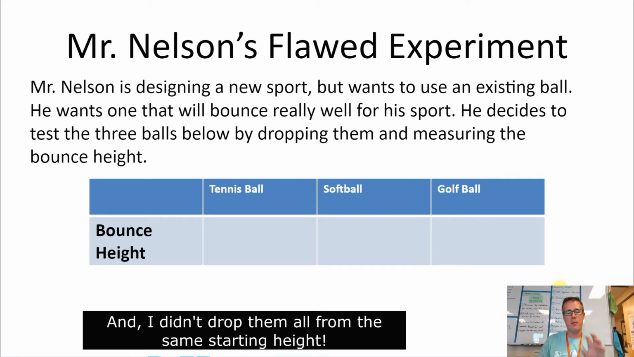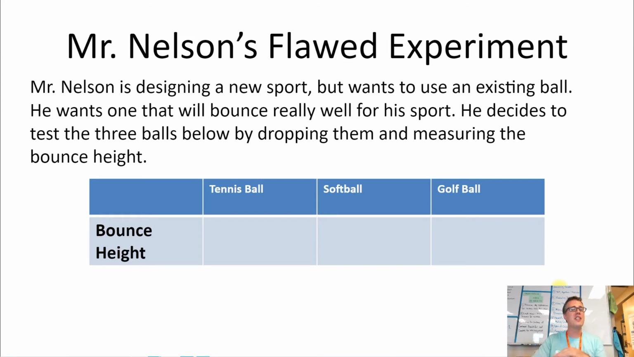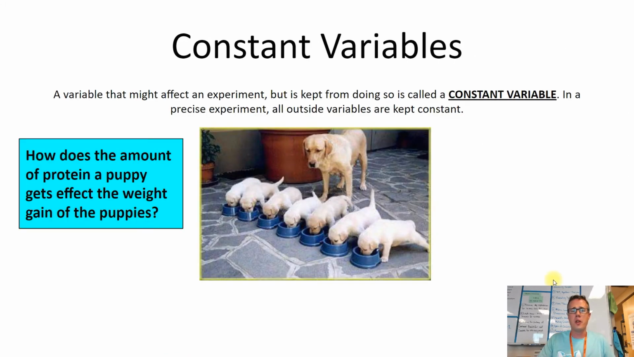If I drop the sporting goods on the surface of the floor for one experiment, I should do it for all the experiments. A control variable is something that could change, but definitely shouldn't. That's why we control it. We keep it the same. It's on purpose the same for every experiment. So control, or sometimes called a constant variable, is a variable that might affect the experiment, but we keep it from affecting it. That's called a constant or control variable.